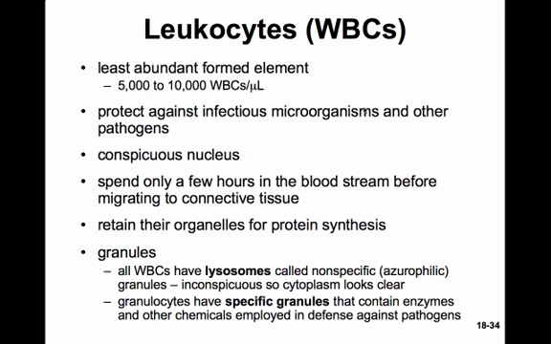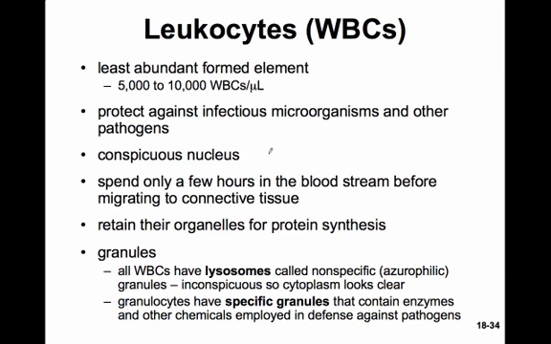So now let's look at the leukocytes, or the white blood cells. They're the most diverse, but the least abundant formed element. Remember, there's only about 5,000 to 10,000 white blood cells per microliter of blood. The white blood cells are primarily involved in protecting against infectious microorganisms and other pathogens.